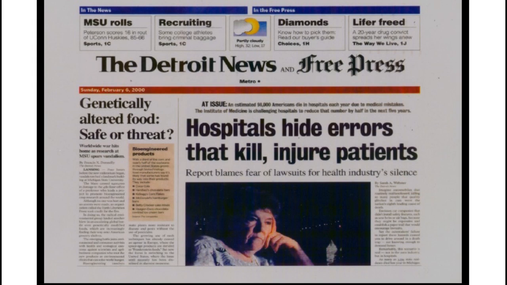Well, you may know this from the newspaper. It was said that hospitals hide errors that kill injured patients. It has been published because of the concern on how the victims have been quite a lot in the era of healthcare services. Do you know why patients are injured or sometimes killed?